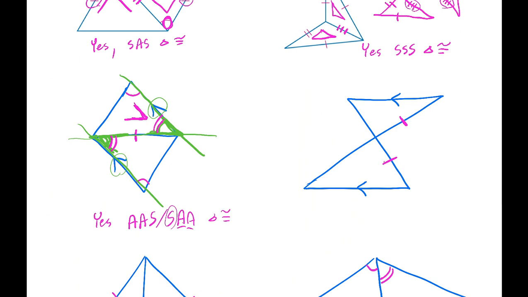And this other one up here, we've got, again, parallel lines. So again, between parallel lines and a transversal, we get alternate interior angles that are congruent.